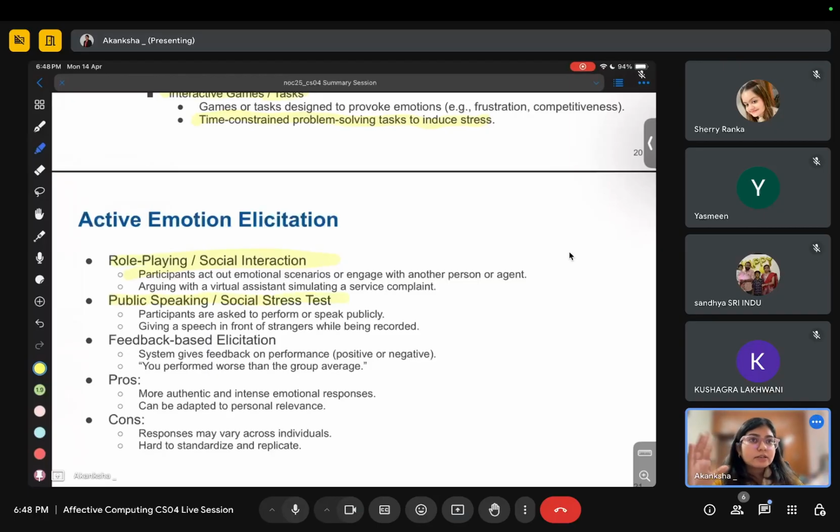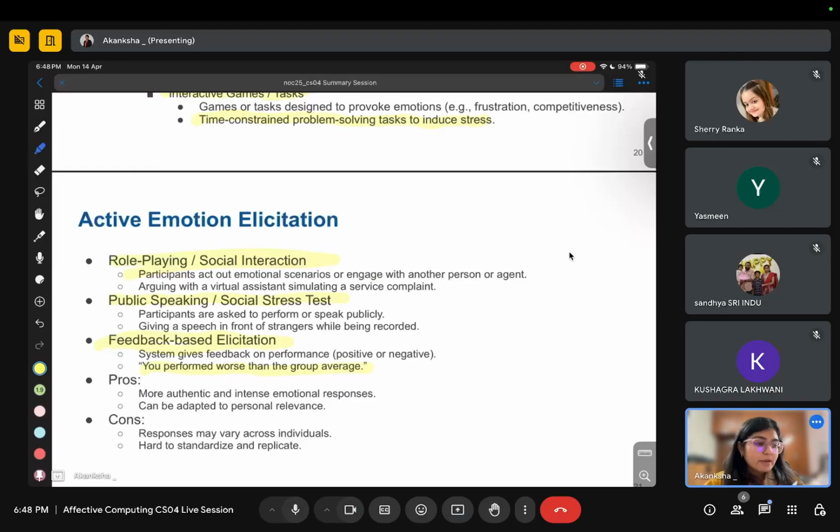I tell you that there are 100 people waiting outside, and you have to tell them about your project. So I might be scared to talk in front of a lot of people. So you are being recorded, you are very nervous, so that is how I can capture the nervousness. Then feedback based elicitation. You performed worse than the group average, and then the person will feel bad about it, right? So you can capture the negative emotion.